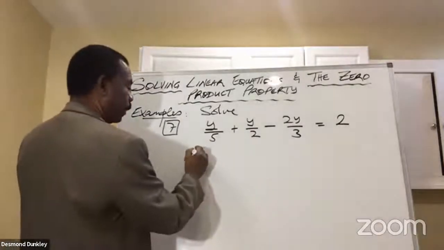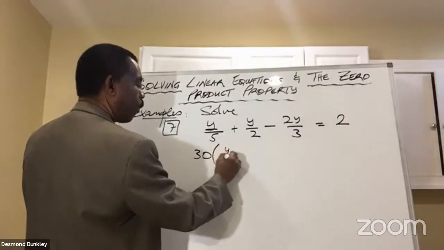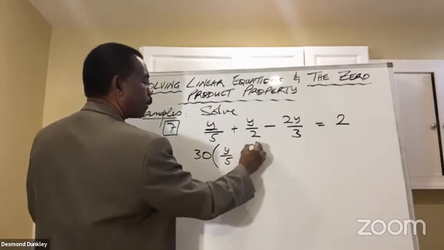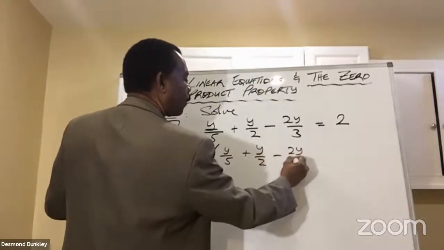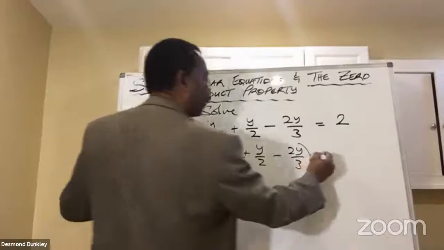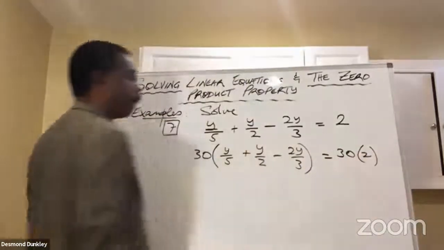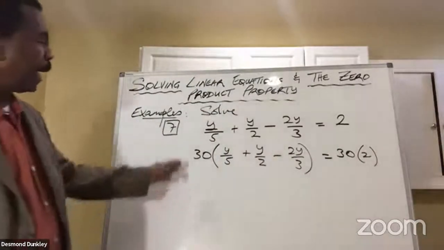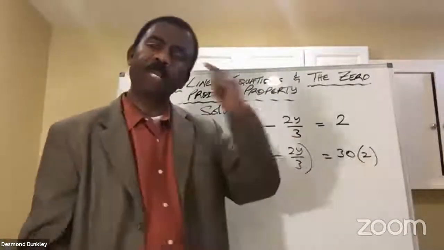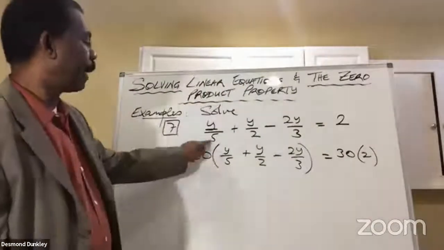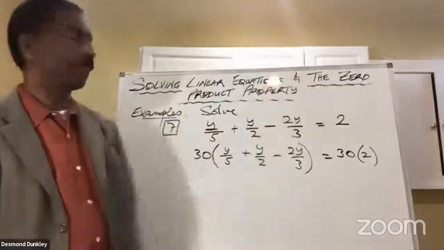Look what happens. 30 times y over 5 plus y over 2 minus 2y over 3 is going to be equal to 30 times 2. What have I done? I'm multiplying the left by 30 and the right by 30. Where did the 30 come from? 5 times 2, 10. 10 times 3, 30.